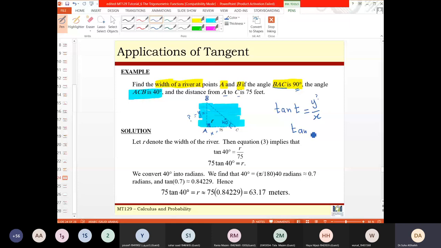So the tan of 40 degree is equal to the Y that I want to find على ال X, which is given to be 75. So the Y then equal to 75 multiply with tan the 40 degree. Now طبعا you have to use your calculator to find the tan 40. You will get it's equal to 0.84229. Multiply it with 75, and this will give you that the distance is equal 63.17 meter.